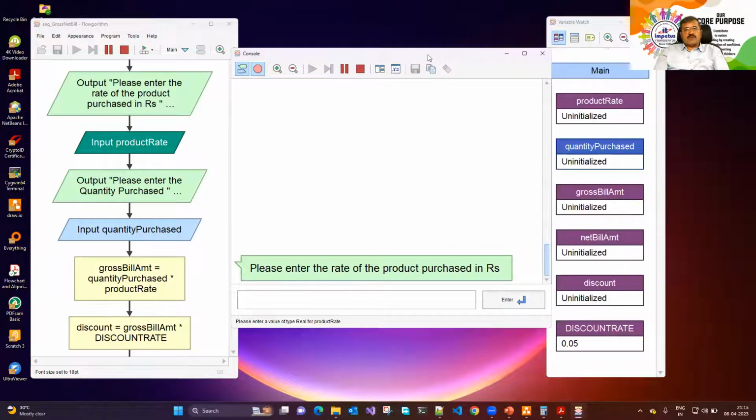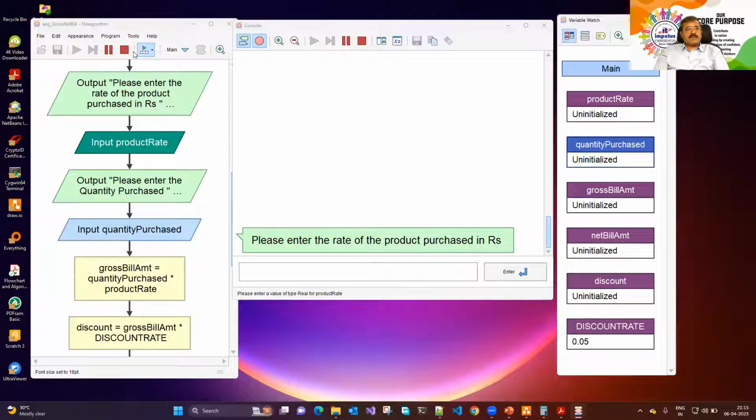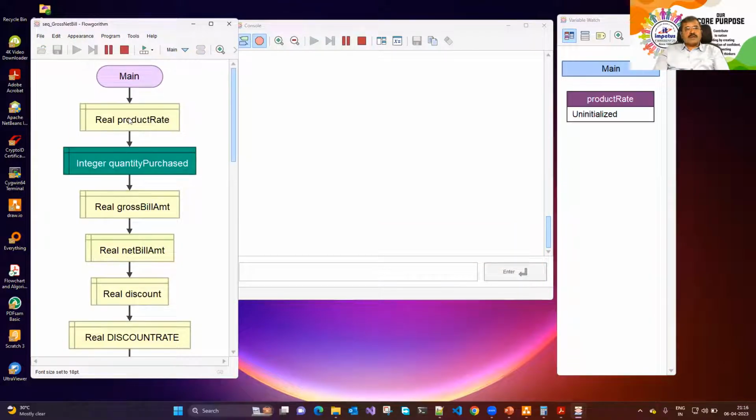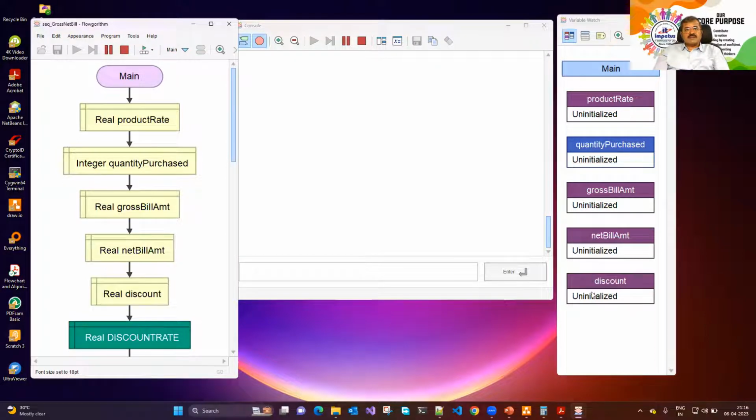Very beautiful. You will not come across any tool which is better than this. I'll stop this and I'll rerun the code. Watch it. It'll show you how the control flows. It's at product rate. So look at variables. Variables are being created one by one on the right hand side.